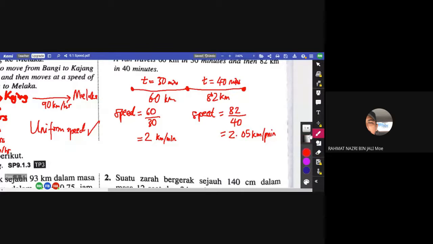Okay. So what is our conclusion? Uniform or non-uniform? Non-uniform. Okay, thank you. Bagus. So we get the conclusion. This is a non-uniform speed. Okay, finish. Next one.